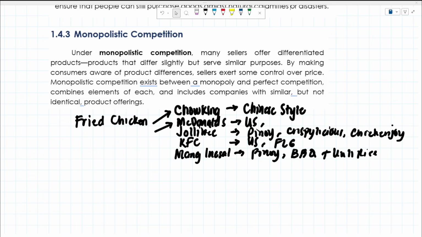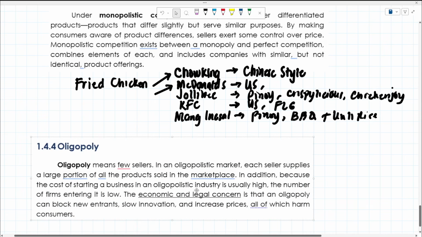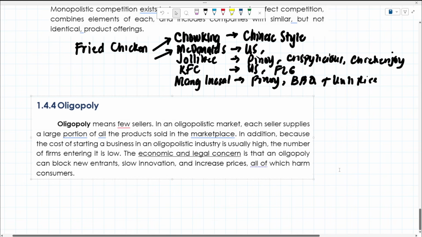The next one is a term that we commonly hear, no? Okay? I think before in the elections we have heard this. Oligarchs, no? What do we mean by oligarchs or oligopoly? When we say oligarchs, these are very rich people. When we say oligopoly, okay, this means few sellers. Okay? In an oligopolistic market, each seller supplies a large portion of all the products sold in the marketplace.